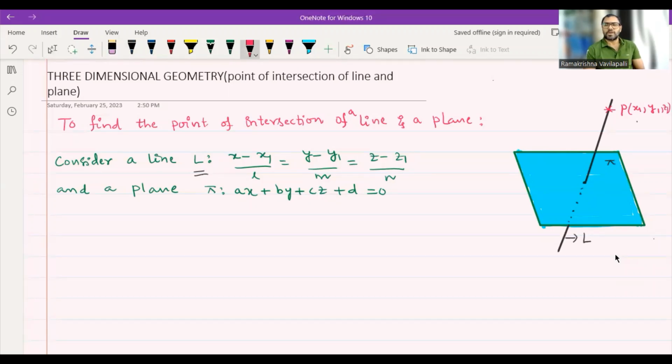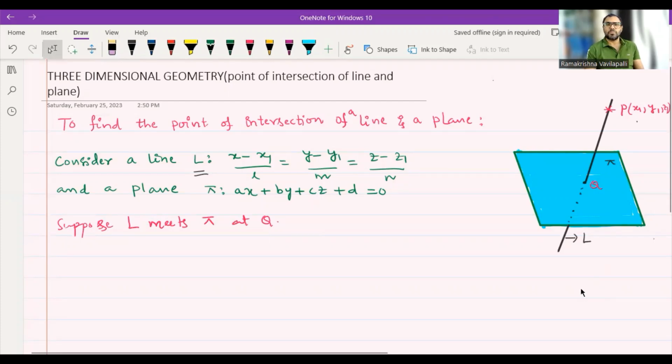Now suppose the line meets the plane at some point Q. So here I'm writing the process. Suppose L meets phi at some point Q. Now we need to find out the coordinates of Q.